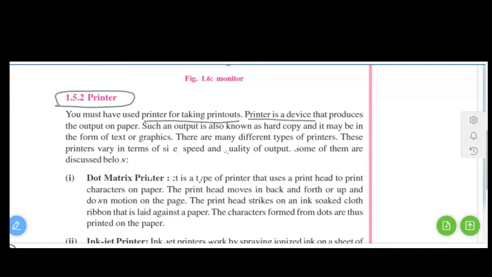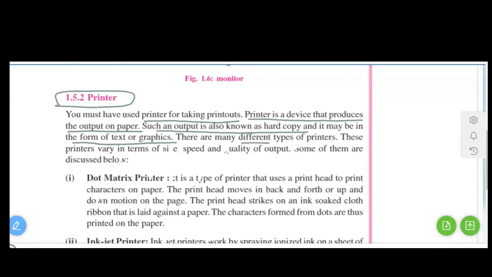What is the use of a printer? It is an output device that produces the output on paper. You can get the hard copy of any information; such an output is also known as hard copy, and it may be in the form of text or graphics. For example, if some information is sent to you through email and you want to take a printout of that, you have to use a printer.